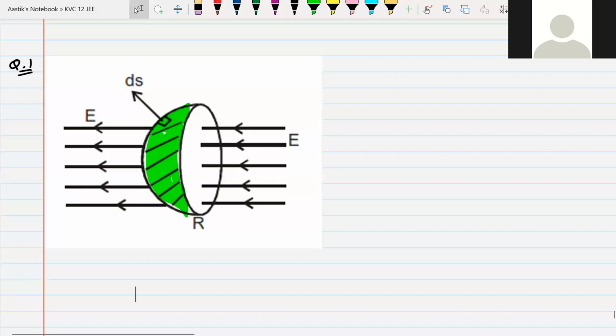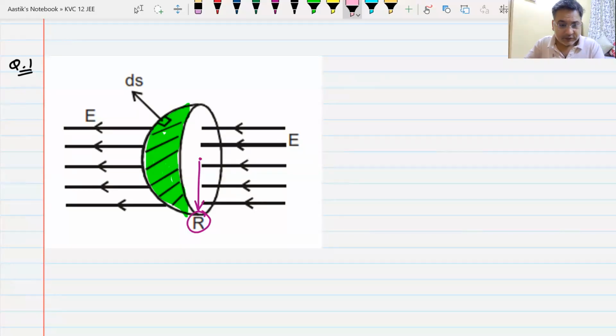Q by 2 epsilon naught. How come I don't see any Q? I don't see any Q. The only thing I see is the radius R, which is given here. The only thing that is given to you is the radius R and the value of electric field as E. So you get your answer in terms of E and R. E into 2 pi R square.